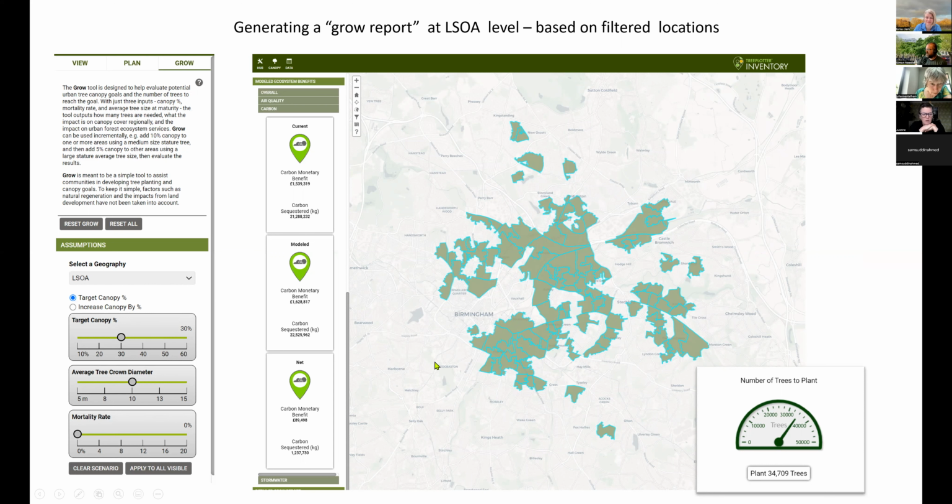The tool also allows us to look at things like the carbon sequestration rates from those trees. So we can see the amount of carbon monetary benefits from the trees that are already there, what it will be modelled based on adding 34,000 trees to that area, and then what the net benefit is as well. So this is just one element of the ecosystem services. This is giving us an additional £89,000 of monetary benefit per year, and those trees will be looking to sequester somewhere around 1,200,000 kilograms of carbon over their lifetime.